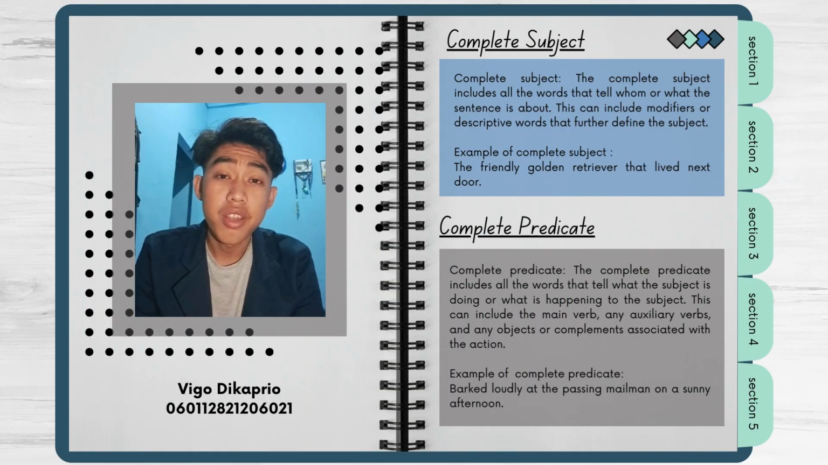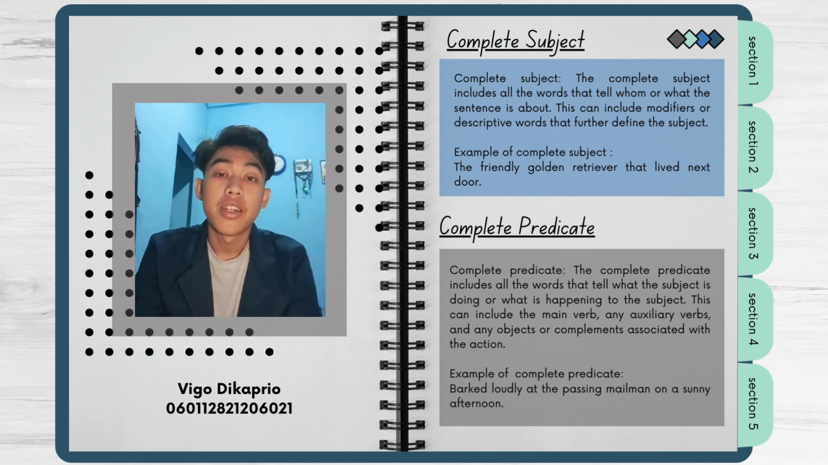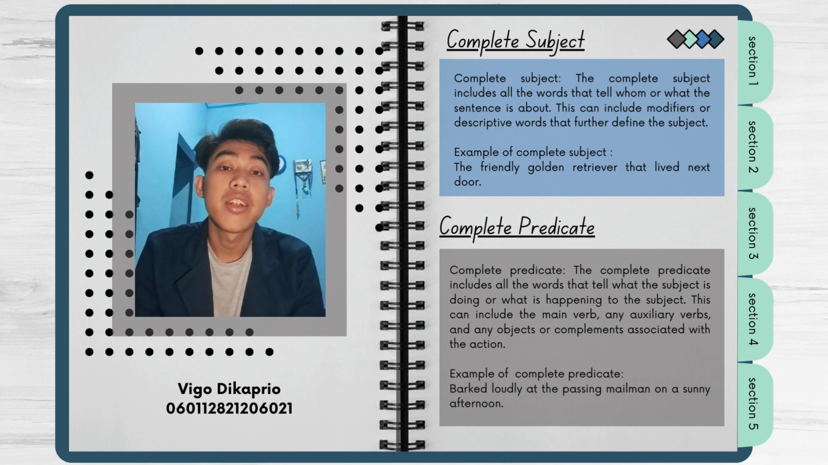Okay, the next material, complete subject. The complete subject includes all the words that tell whom or what the sentence is about. This can include modifiers or descriptive words that further define the subject. And then, for example, the friendly golden retriever that lived next door.